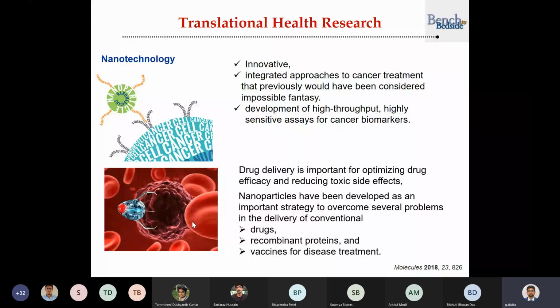So nanotechnology is very innovative and very important for translational research. You can apply your discovery, your drug, in the actual area, and you can optimize the condition, and you can check how effective your drug is or not. So nanotechnology, or this kind of nano machine, is actually quite useful for recombinant protein vaccinations and for disease treatment. This is so important.